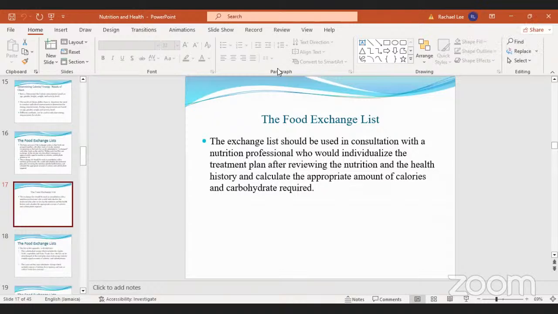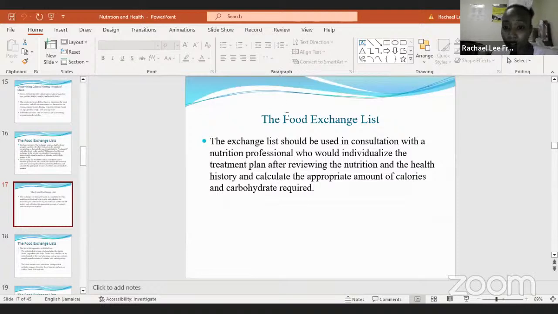And it says now, the list should be used in consultation. I think this is actually a repetition.